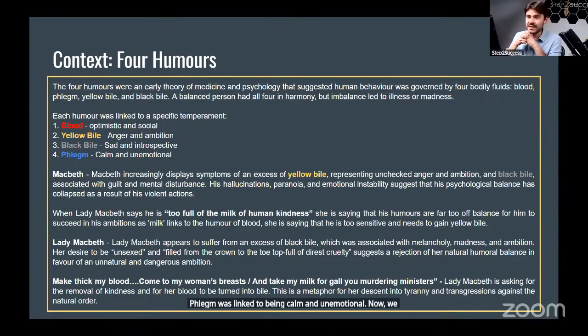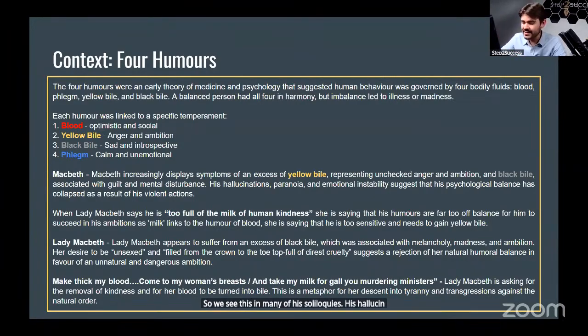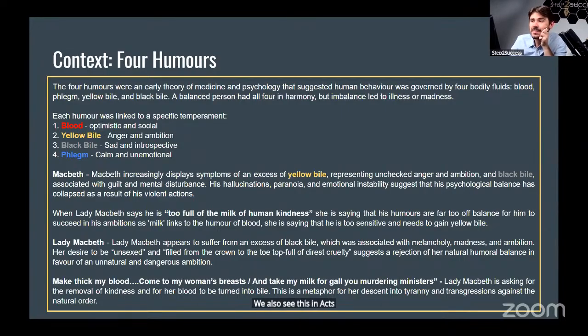Now we see this in the character of Macbeth. He displays the symptoms of yellow bile, someone who's angry and drawn by ambition. He also shows black bile, someone who's associated with guilt and disturbances. We see this in many of his soliloquies. His hallucinations, his paranoia, his emotional instability suggest that he's got a psychological imbalance and he's collapsed because of his violent actions.